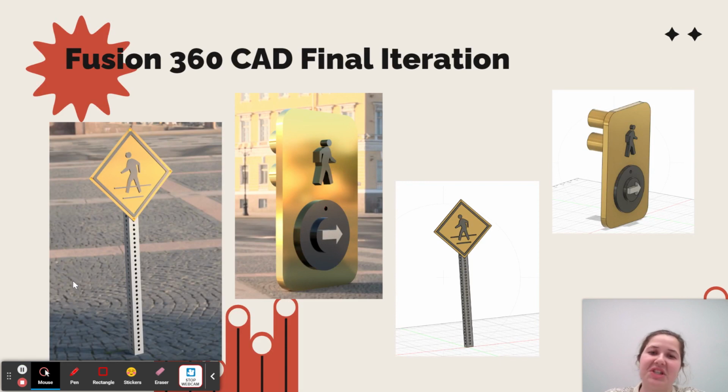Next, we have our Fusion 360 CAD final iteration. In CAD, I decided to make a model of the yield sign with the flashing lights and the button. The audio system will be incorporated inside of the button, so that way pedestrians and bikers are both alerted.